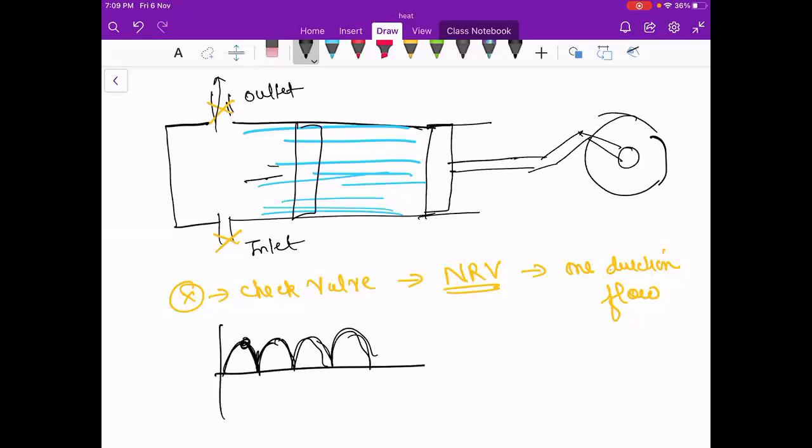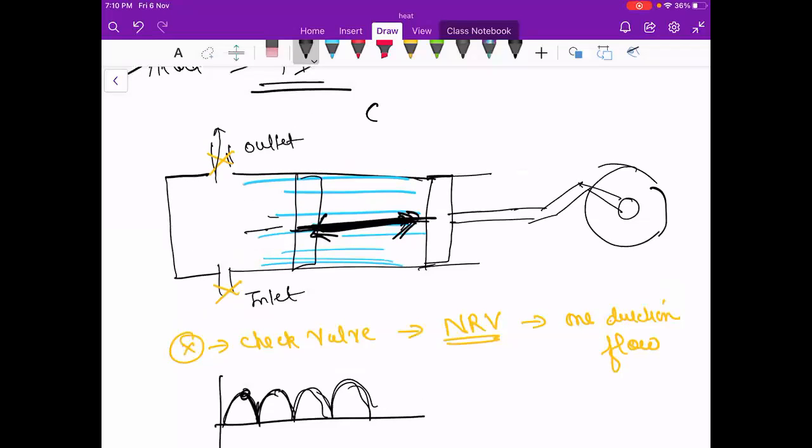So in this way, there will be a to-and-fro motion of the piston in the system, and what will happen? For every cycle, a constant amount of flow will go. So that is why these pumps are known as constant volume pumps.